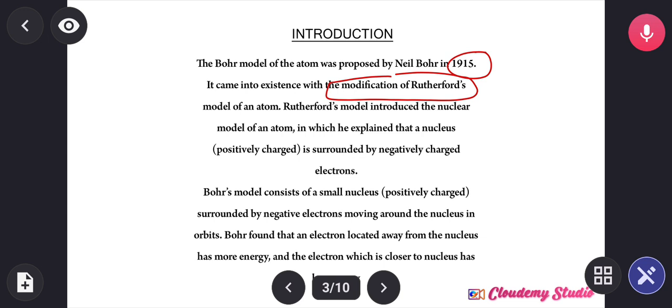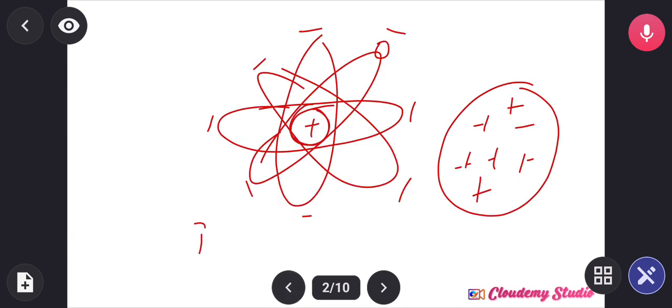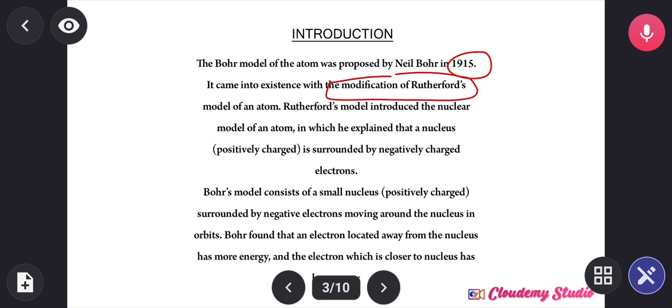Now, the Bohr atomic model says an atom consists of a small nucleus, which is positively charged, and it is surrounded by electrons moving around the nucleus in an orbit, not like a planet. That one is called the planetary model of an atom. But this one says it moves in a particular orbit, something like this. We have a positively charged center, and we have an electron that moves around it in an orbit. That is what the Bohr atomic model is saying.